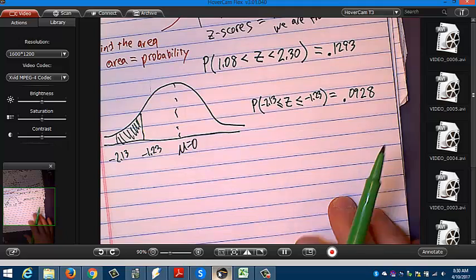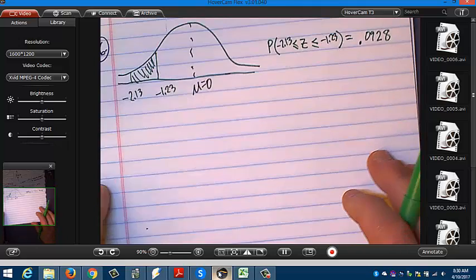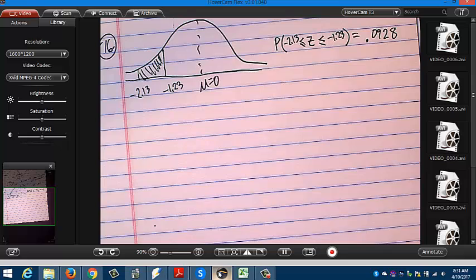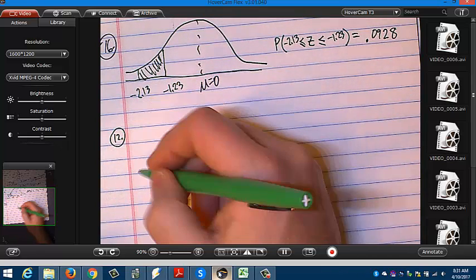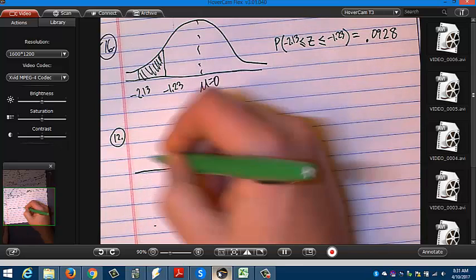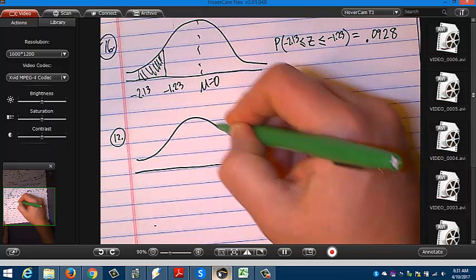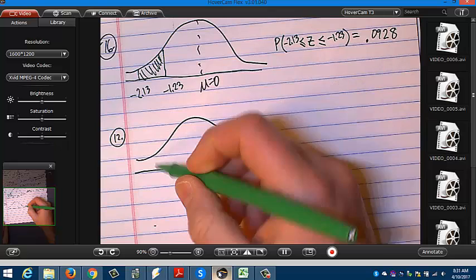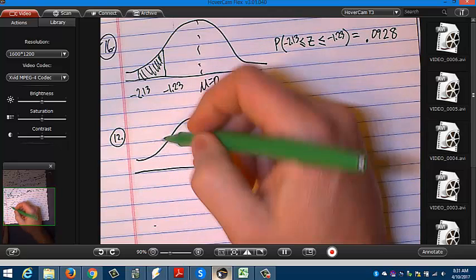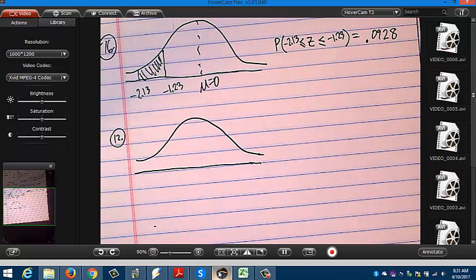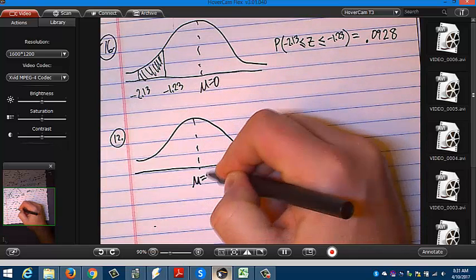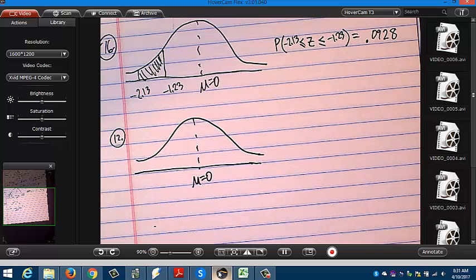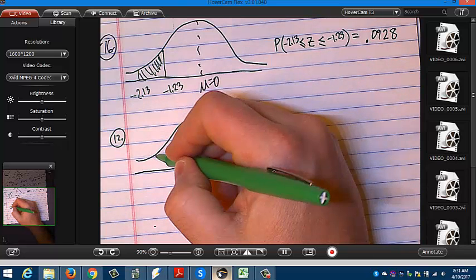Now I have two other things to show you. I skipped number 12. I want to go back to it, right? Number 12 on the group work said this. You had this picture. But the issue is they only gave you one z-score, right? So here's 0. So negative 1.14 is here.